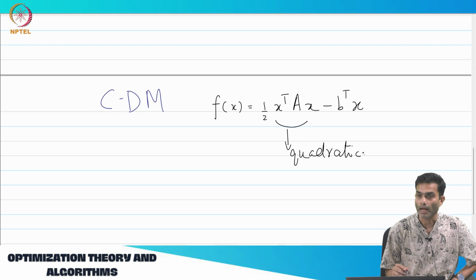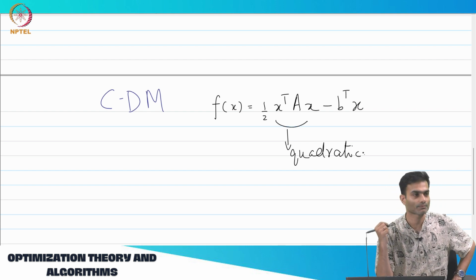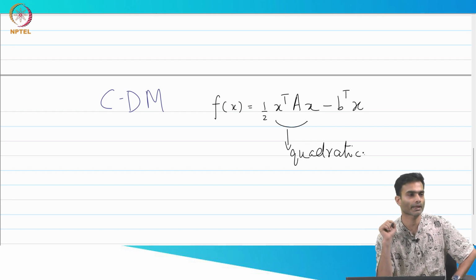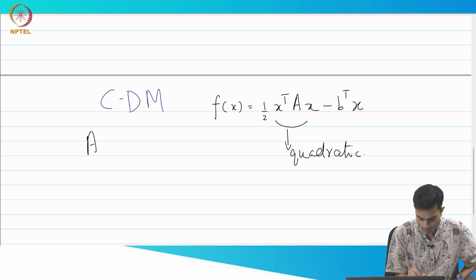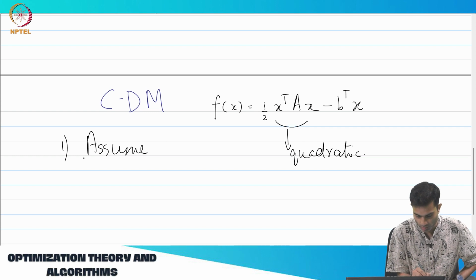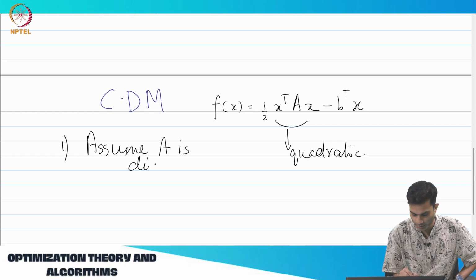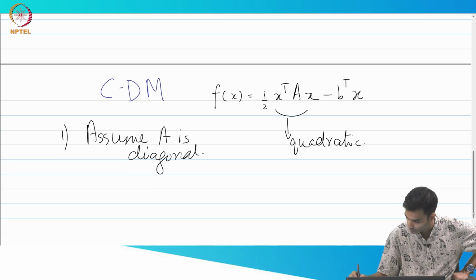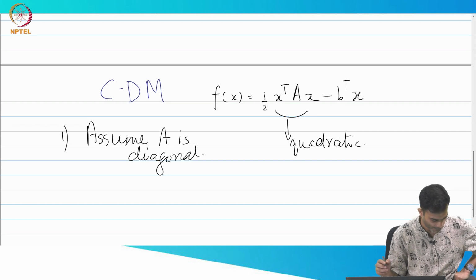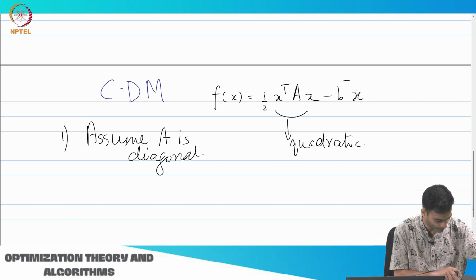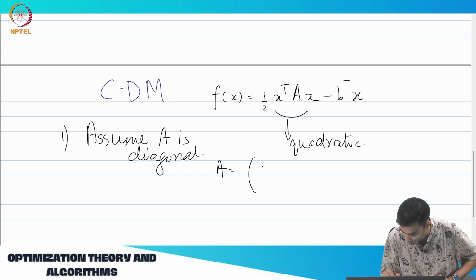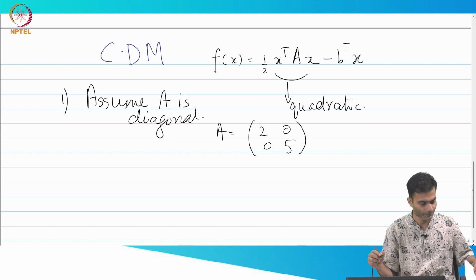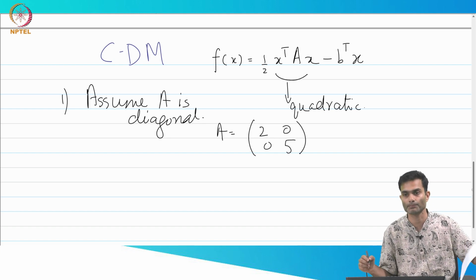And to help us visualize things as quickly and easily as possible, I'm going to make life very simple. I'm going to assume A is a diagonal matrix. Fine. So this is my very simple, straightforward matrix.